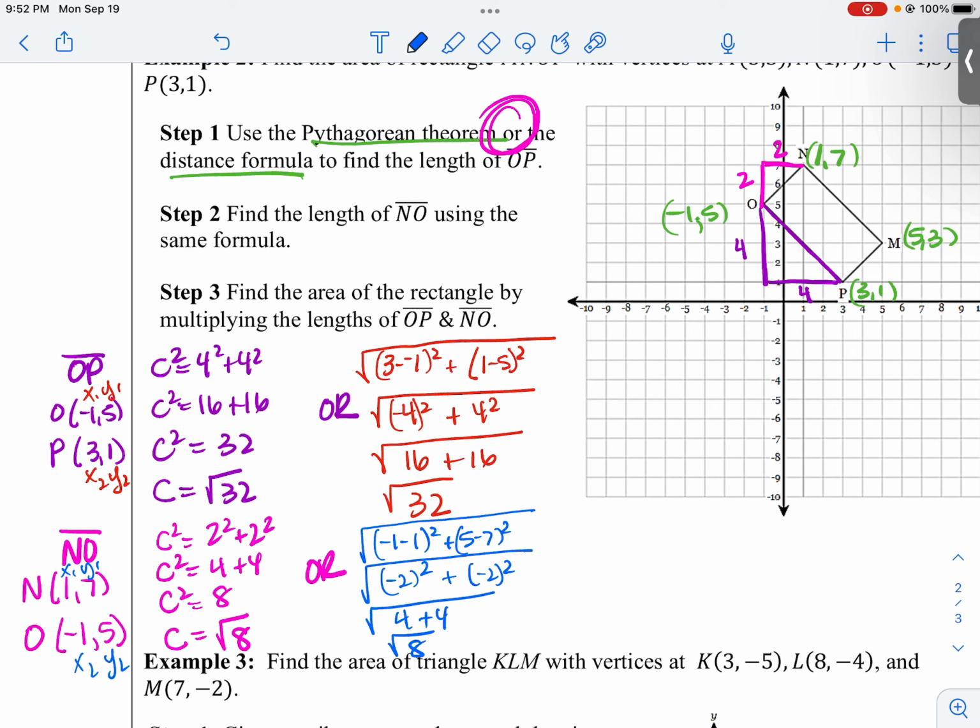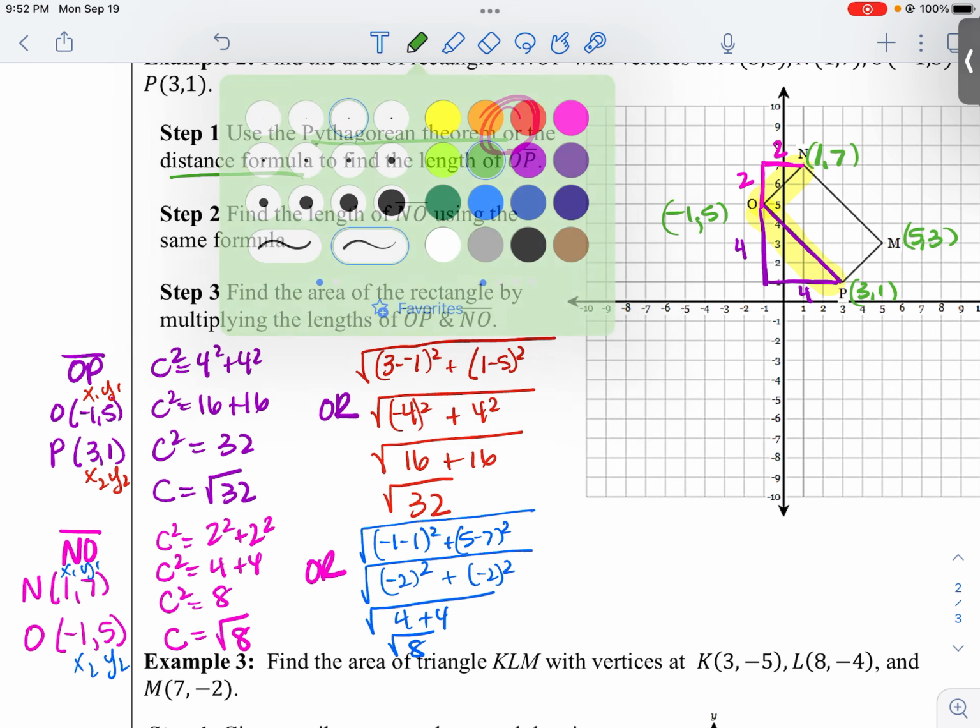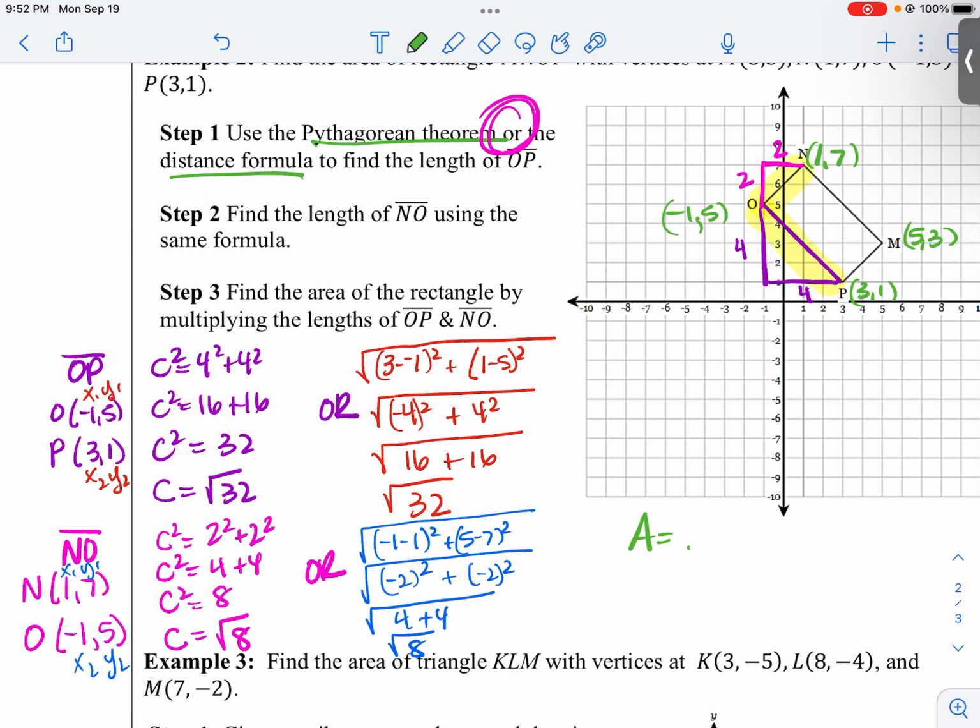Okay. All I've done so far is find this length and this length. Now I have to find the area. So now I know that area equals length times width. That's the square root of 32 times the square root of 8. So I have 16 units squared.